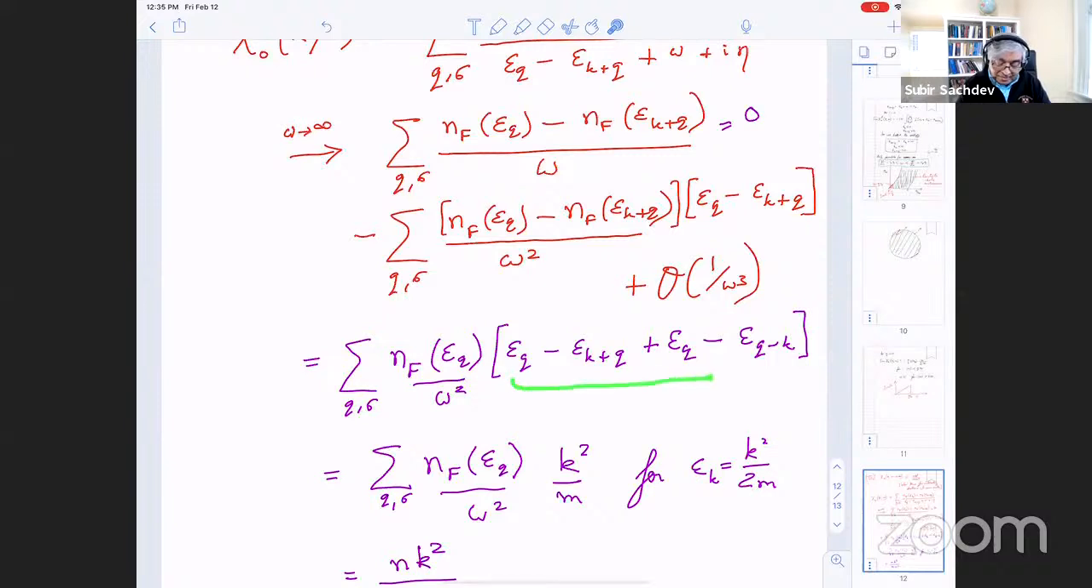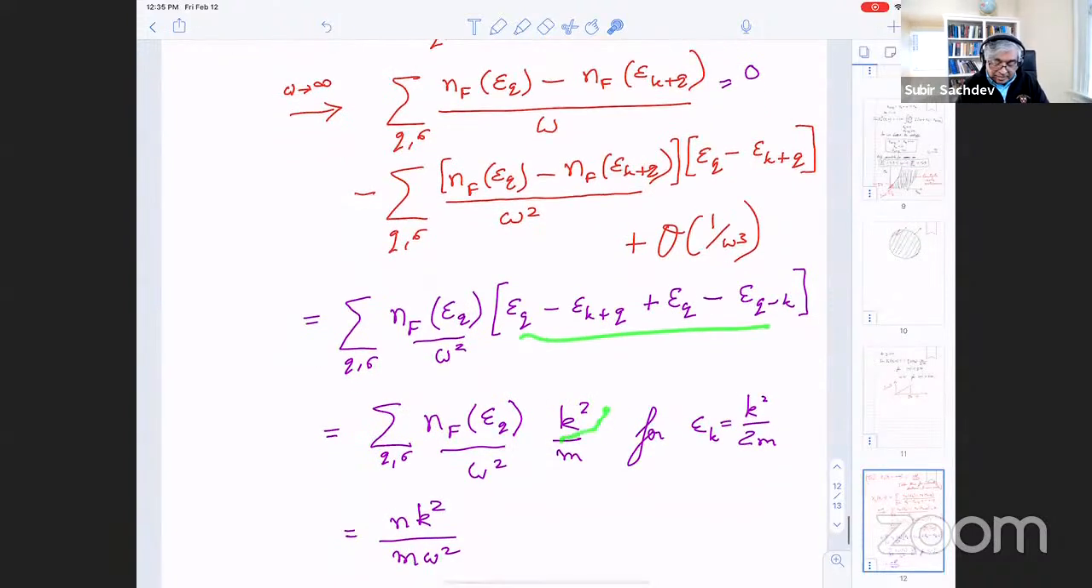And now this expression looks like it's dependent on Q, but in fact it isn't. You just expand this out. This is for the k squared over 2m dispersion. You just expand it out, and it's just k squared over m.